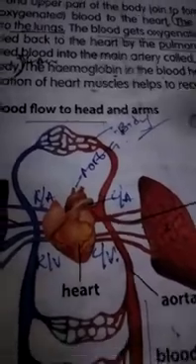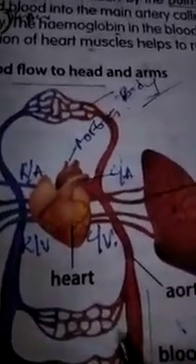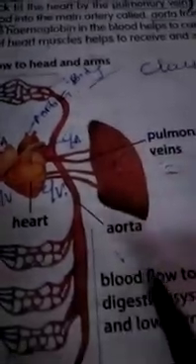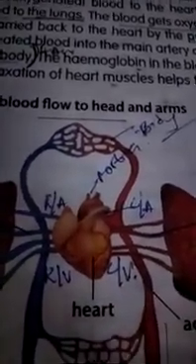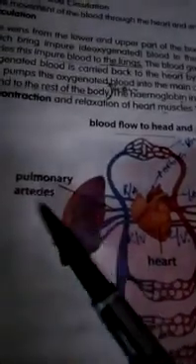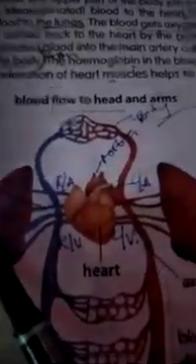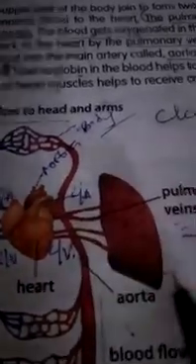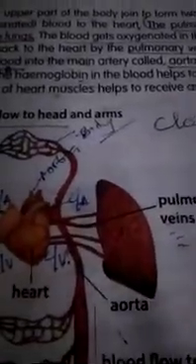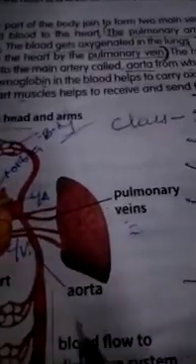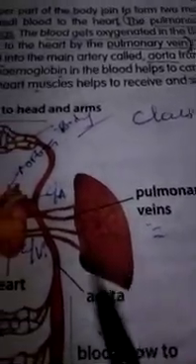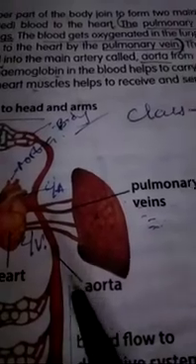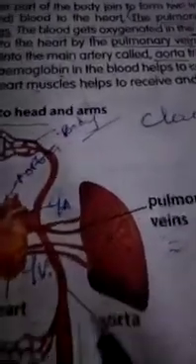Here you can see, unlike other arteries, where is the pulmonary artery? Here the pulmonary artery carries, what did you learn here? The pulmonary artery carries impure blood, right, from the right ventricle into the lungs, and it is called an artery as it takes blood away from the heart. Unlike other veins, the pulmonary vein carries pure blood from the lungs to the heart.